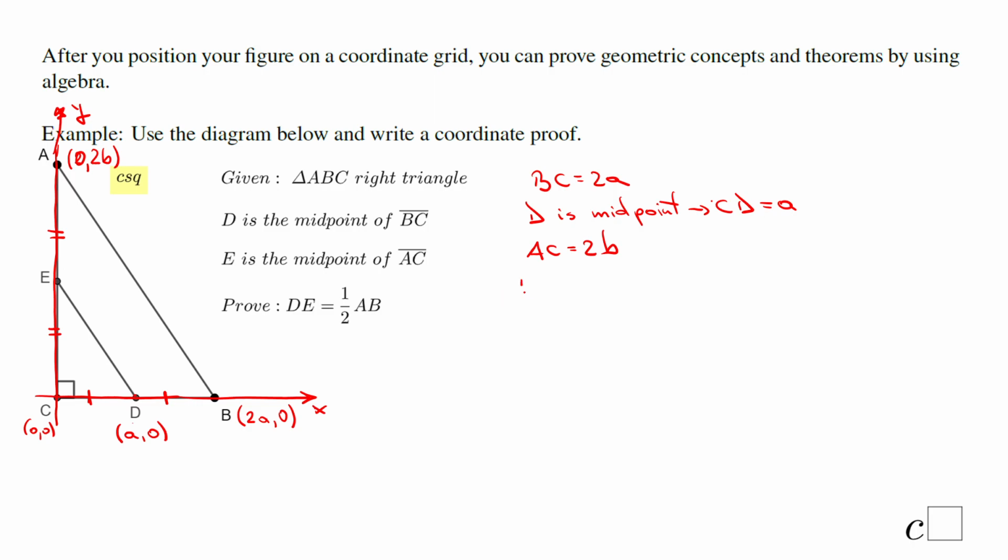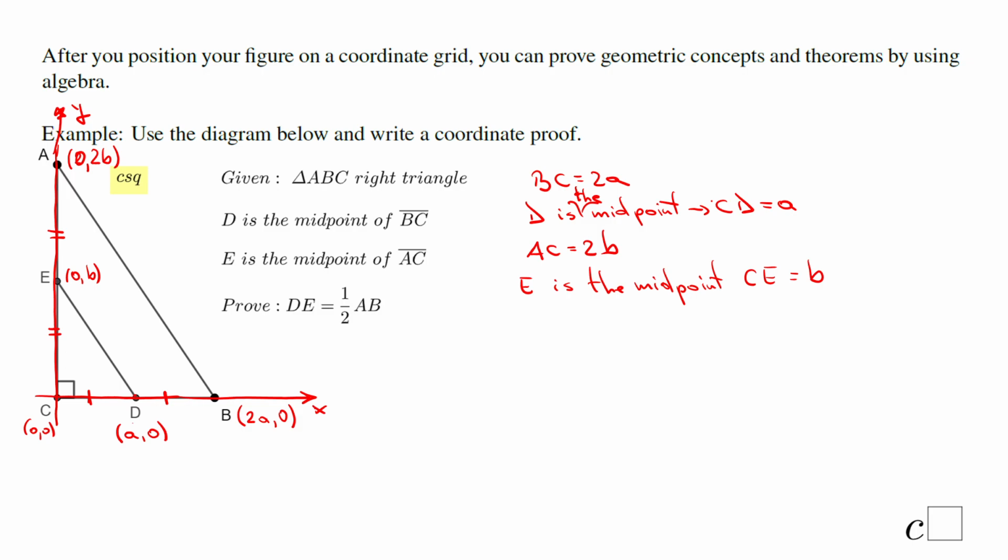Now E is a midpoint, so probably I should have put here the midpoint, in fact, because it's unique. Sorry, let me go back. Okay. So how long is going to be, for example, CE? CE will be only B units, half, right? So this point here is going to be at 0 and B.